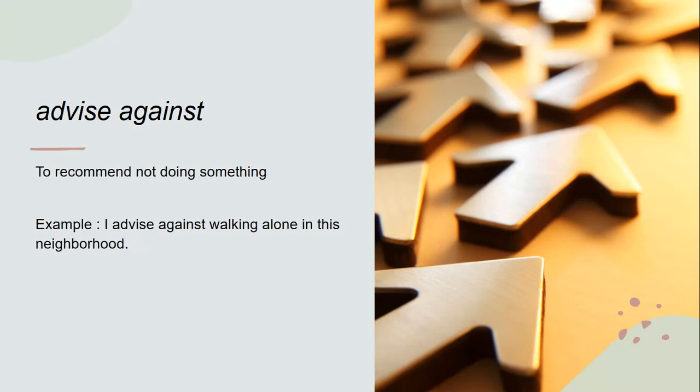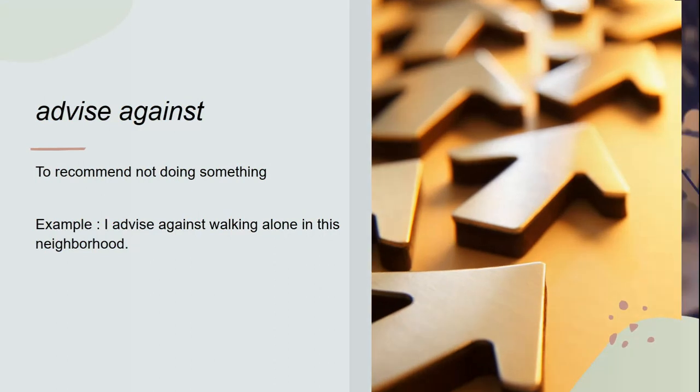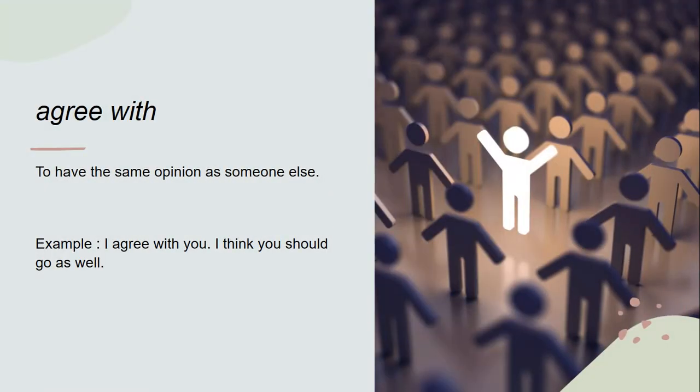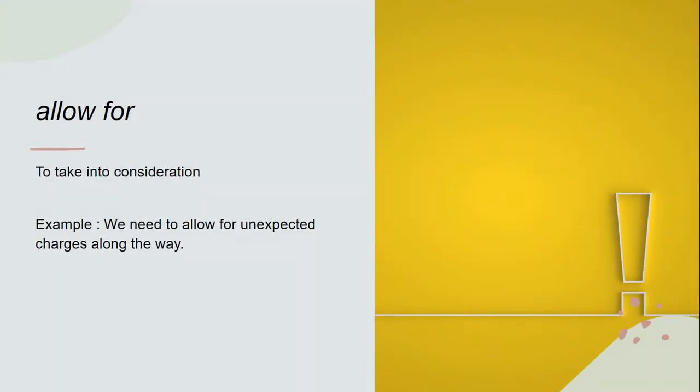Advise against. To recommend not doing something. For example, I advise against walking alone in this neighborhood. Agree with. To have the same opinion as someone else. For example, I agree with you. I think you should go as well. Allow for. To take into consideration. For example, we need to allow for unexpected charges along the way.